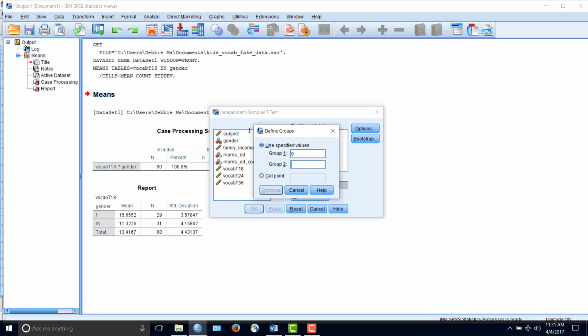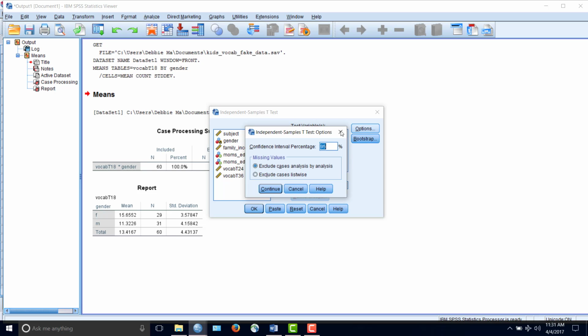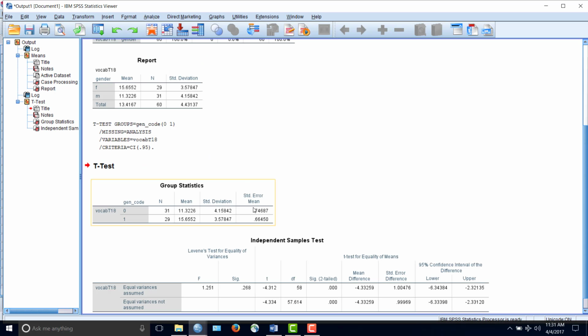wants to have some sort of numeric value here. So I'm going to say 0 and 1 are the codes that we used, and vocabulary at 18 months is the dependent variable. Okay, I clicked on options to see if there was anything we wanted to ask for there, but we don't. I'm going to go ahead and click OK.